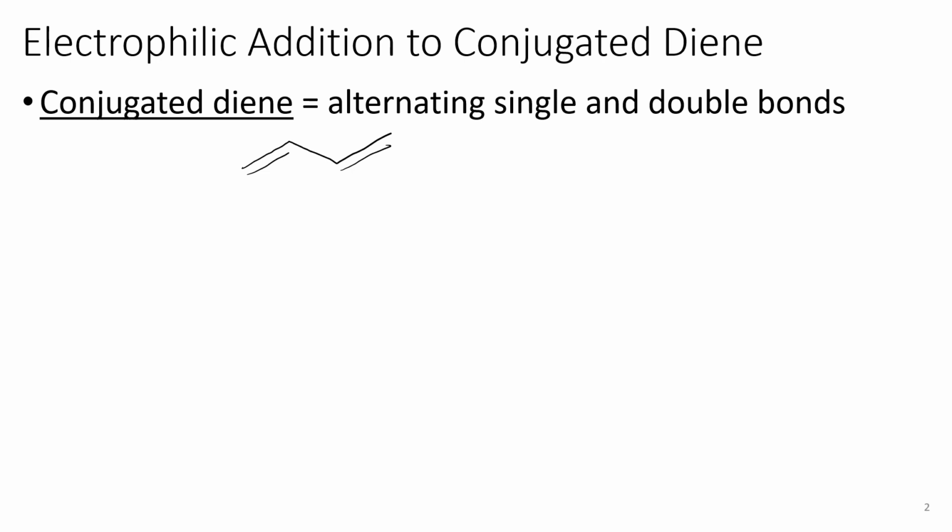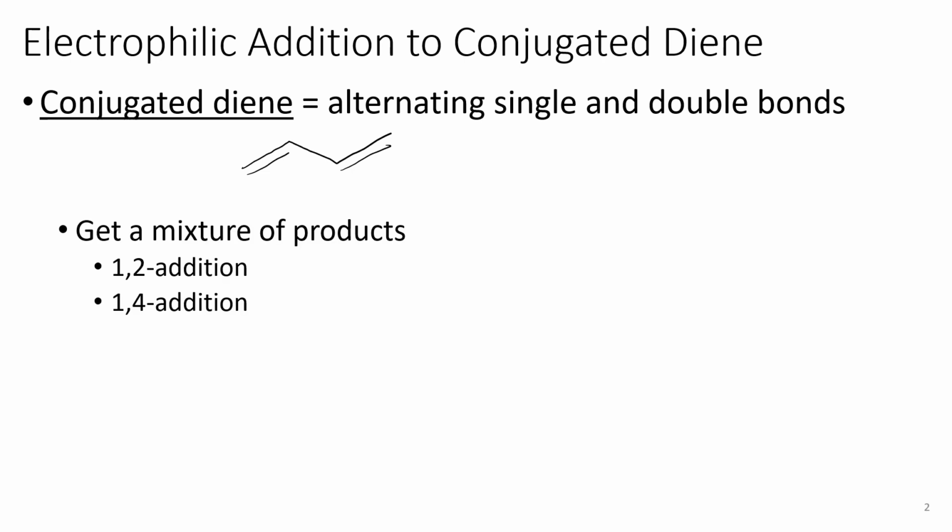So these are these alternating single and double bonds. And it's what we call a conjugated system. This is a conjugated diene because we only have two alkenes that are separated with one single bond. With conjugated dienes, in the reactions that they undergo with electrophilic addition, we end up getting a mixture of products. The mixture of products that we achieve is what we classify as a 1,2 addition, as well as a 1,4 addition.